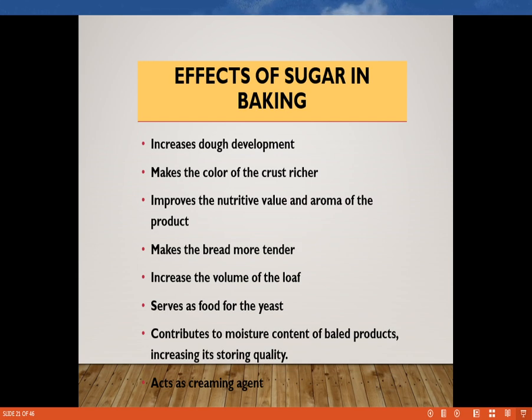Effects of sugar in baking. Sugar increases dough development, makes the color of the crust richer, improves the nutritive value and aroma of the product, makes the bread more tender, increases the volume of the loaf, serves as food for the yeast, contributes to moisture content of baked products, increasing their storing quality, and it acts as a creaming agent.